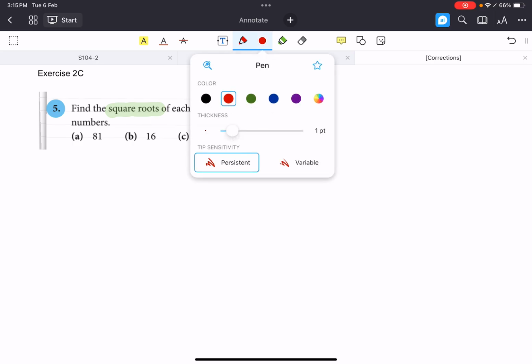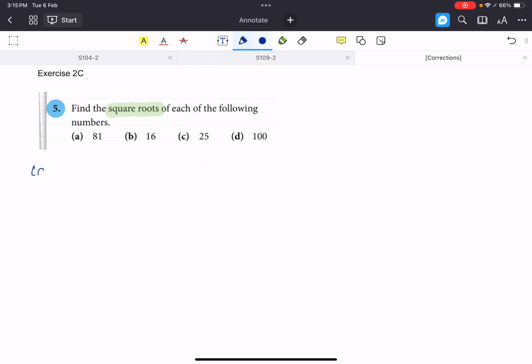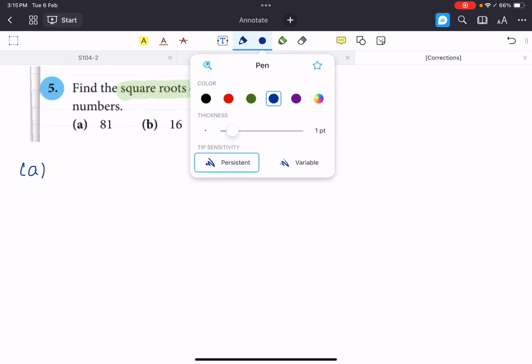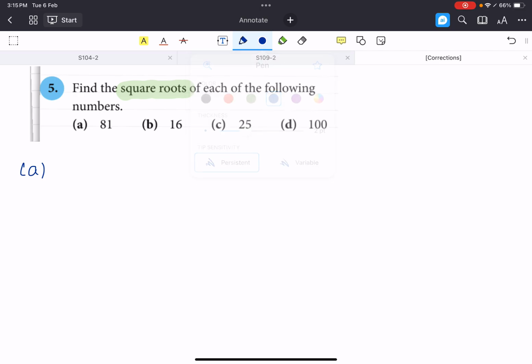Right, let's use a different color pen. Let's zoom in a little bit. Maybe I have a thicker pen. 1.5 point, 2 points. All right.